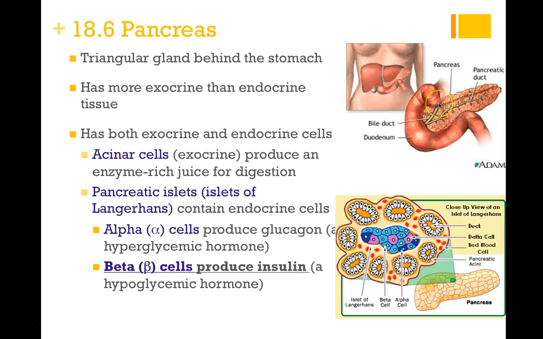In the pancreas, we have acinar cells. This has an exocrine function and will secrete the enzyme-rich juice for digestion that will be secreted into the duodenum that we learned within the digestive system. When we take a look at our pancreatic islets or islets of Langerhans cells, we will see that we have more of an endocrine function.